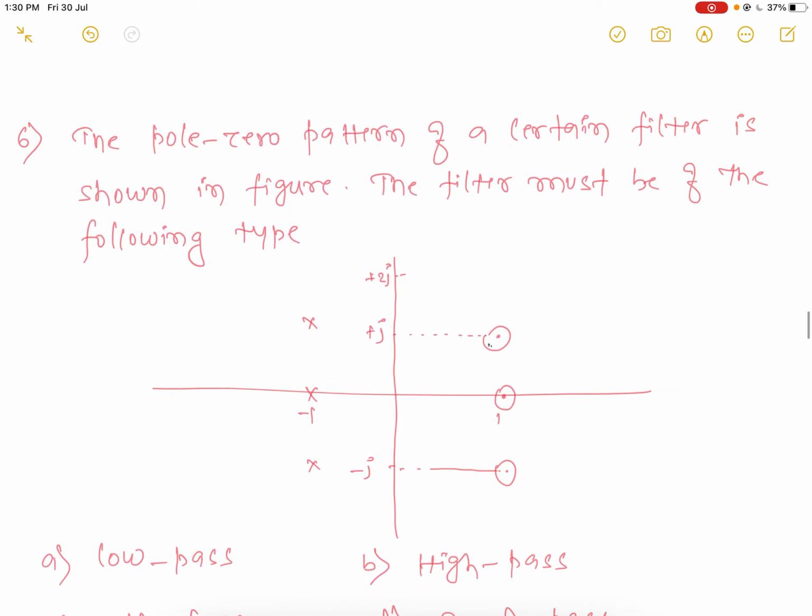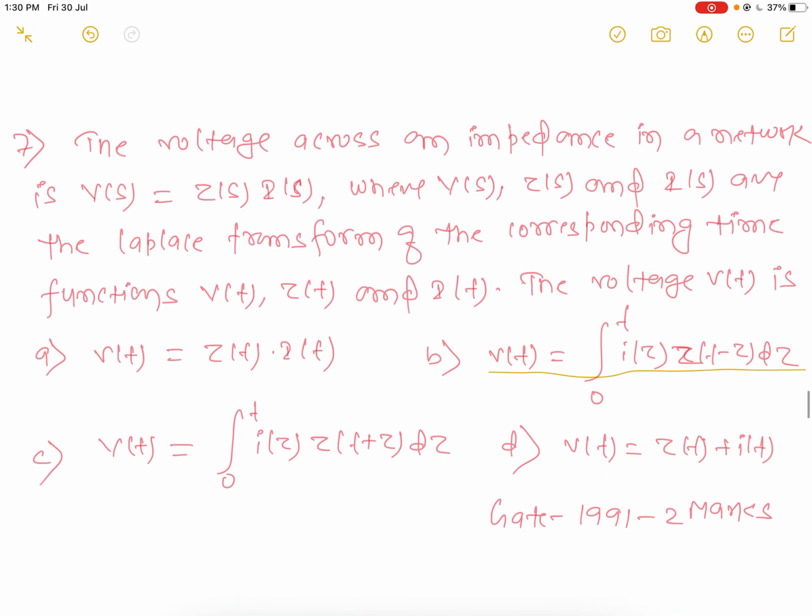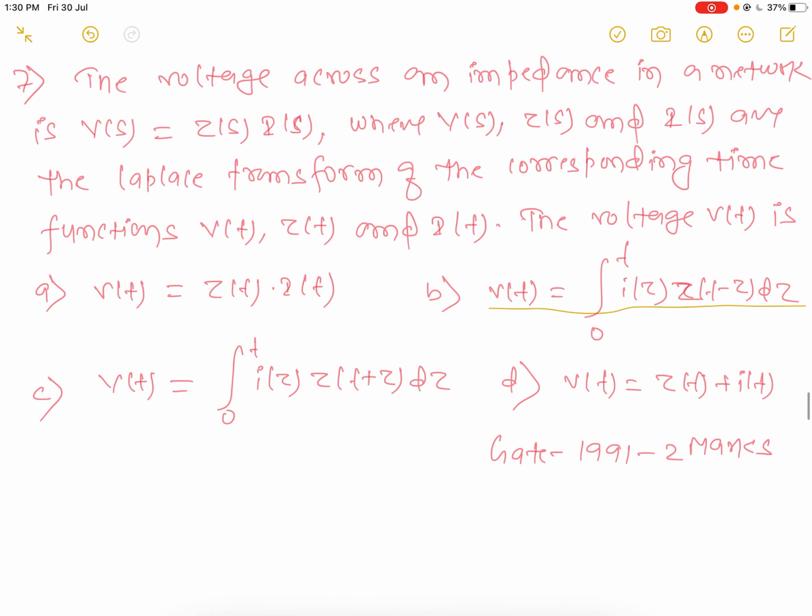Now comes to the next question. The voltage across an impedance in a network is V(s) equal to Z(s) I(s), where V(s), Z(s) and I(s) are Laplace transforms of the corresponding time functions v(t), z(t) and i(t). The voltage v(t) is?